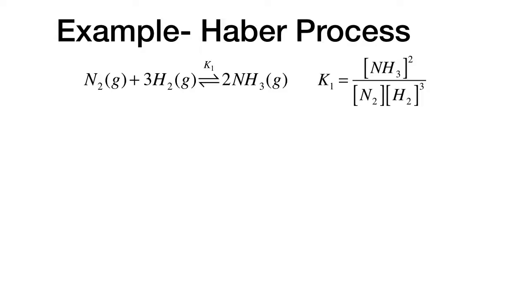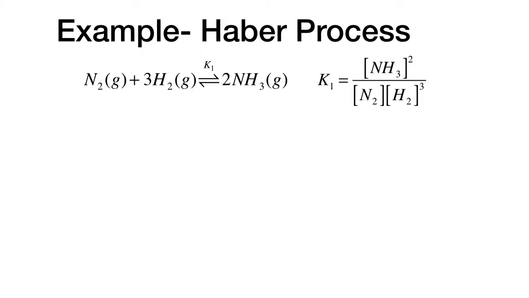This is an equilibrium reaction, and the equilibrium constant K1 is equal to the concentration of ammonia squared divided by the concentration of nitrogen gas times the concentration of hydrogen gas cubed.